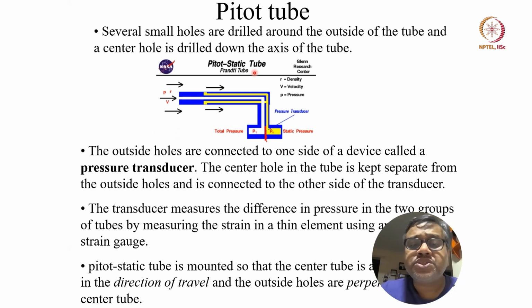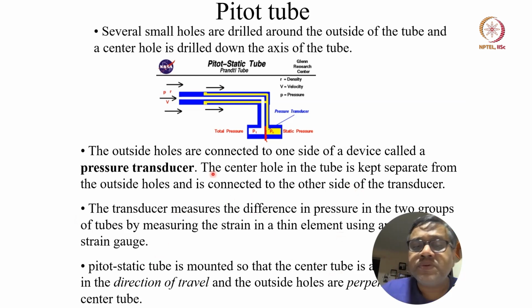So construction-wise, several small holes are drilled around the outside of the tube, and then there is a central hole which is drilled down the axis. If you look at it carefully, the outside holes are connected to one side of a device called a pressure transducer, okay? And the central hole is kept separate from the outside holes and is connected to the other side of the transducer, okay?